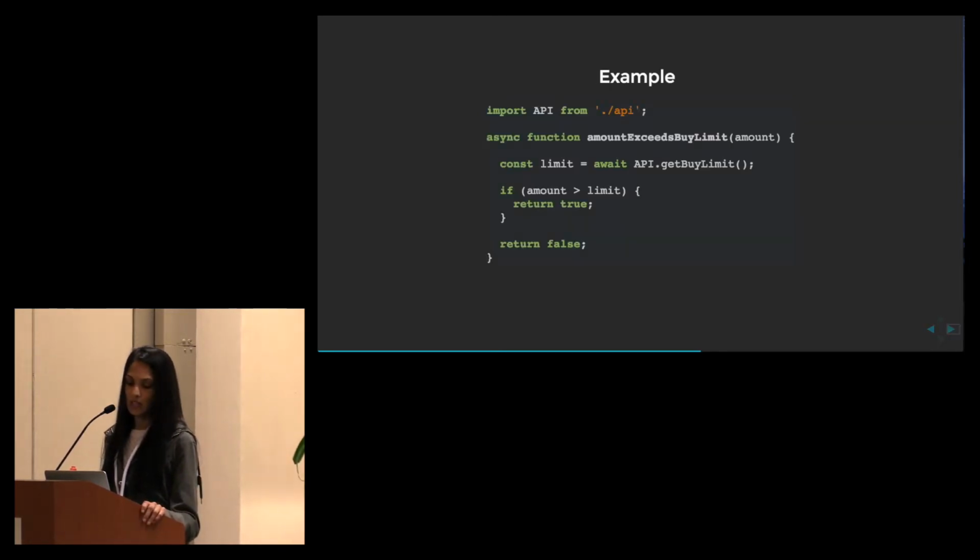Another example. You have a function that simply determines whether some amount exceeds the user's buy limit. And to get the limit, you have to go fetch it from the API. This is not pure because it's relying on some external state. It's making an API call.